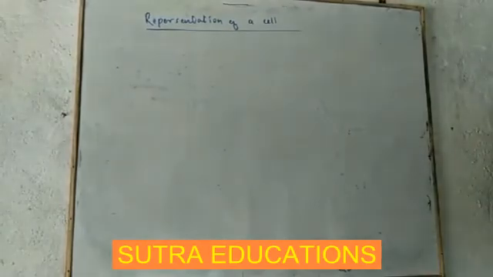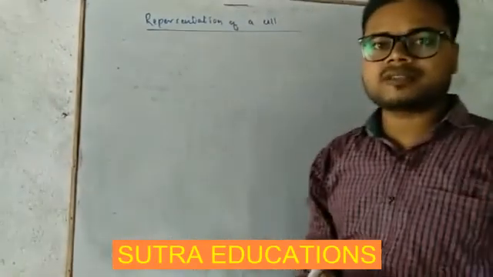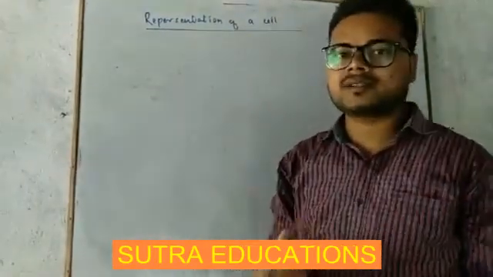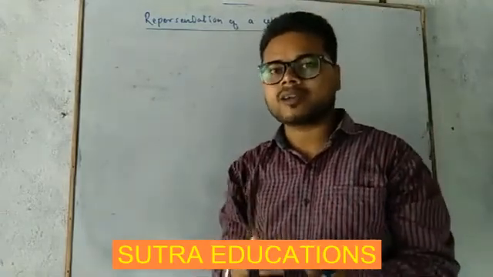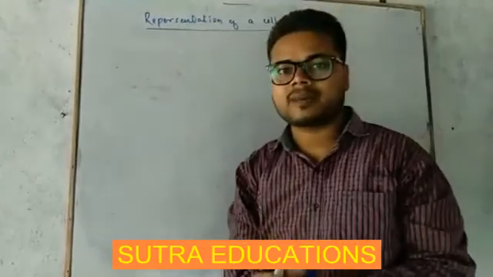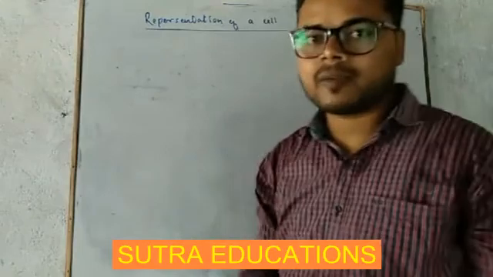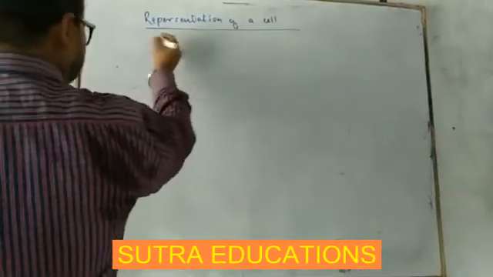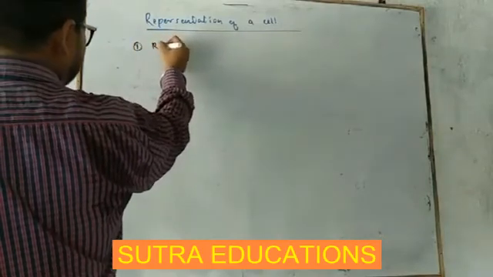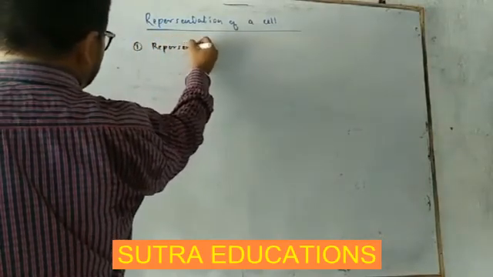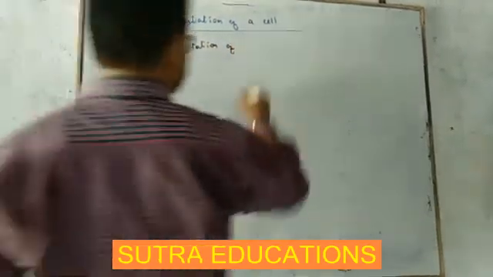Okay. I told you there are two half cells. One is called the oxidation half cell and the other is called the reduction half cell. So at first we are going to understand how to represent the oxidation half cell, then we will be discussing the representation of the reduction half cell. So first thing is representation of oxidation half cell.